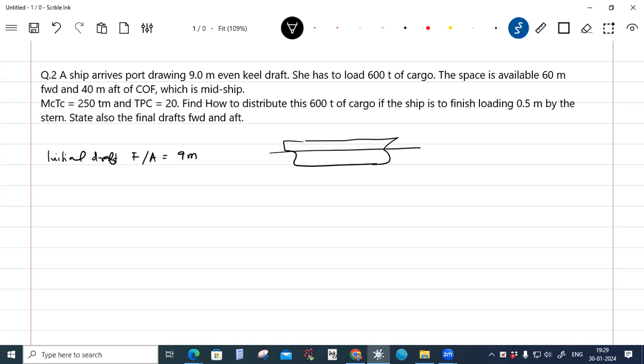The space is available 60-meter forward and 40-meter aft of the center of flotation. Suppose this is the center of flotation. We have a space which is 60-meter forward, so this space is 60-meter, and another one 40-meter aft. By the way, COF, the center of flotation, is midship.